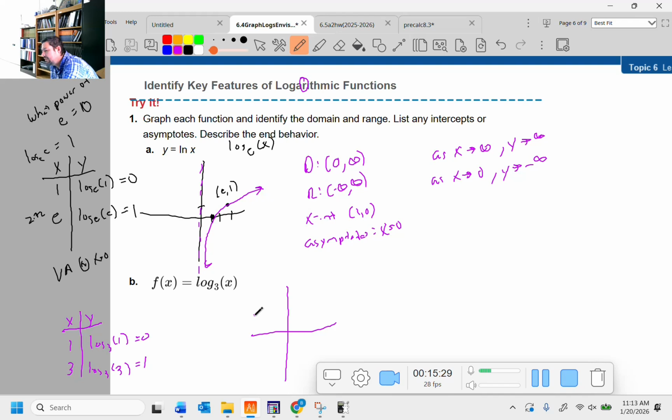So it's a lot like the last one. I contain 1, 0 again, and then I contain 3, 1. I have a vertical asymptote right here at x equals 0. There's my asymptote, x equals 0. Logarithms look like r's. And everything is the same. The domain is still 0 to infinity. The range is negative infinity to infinity. The x-intercept is still at 1, 0. The asymptote is the same, and end behavior is the same.